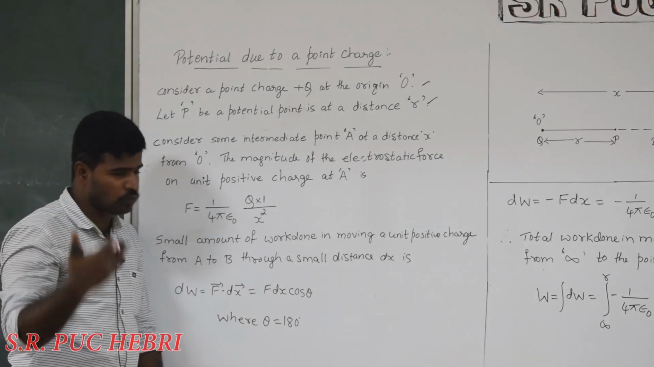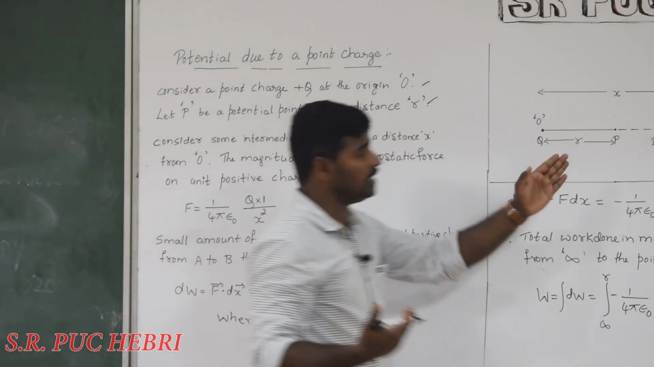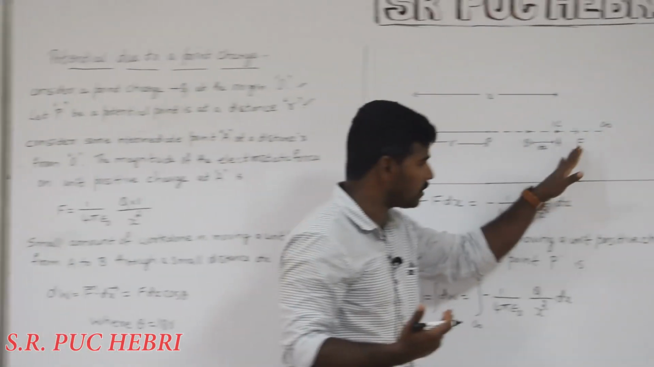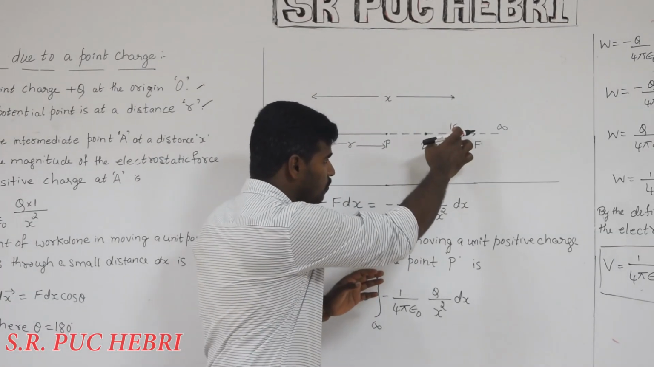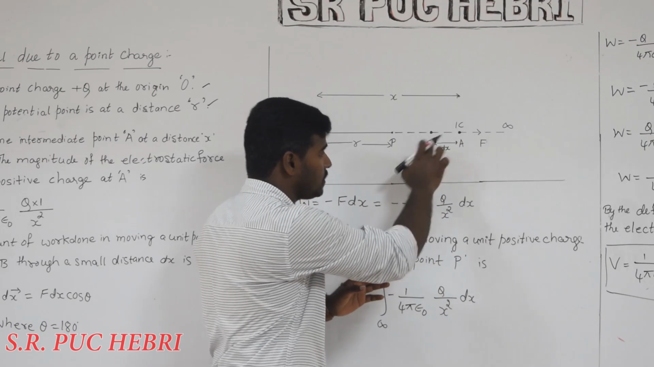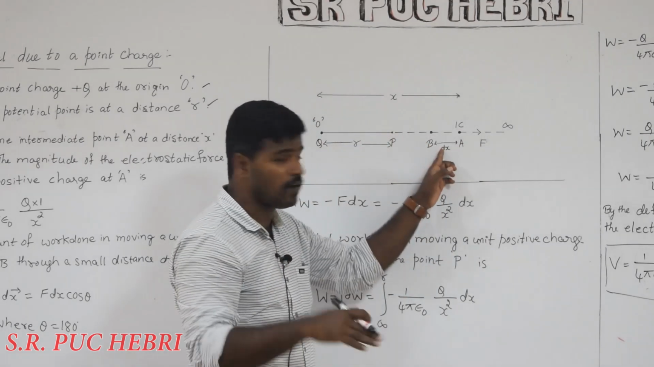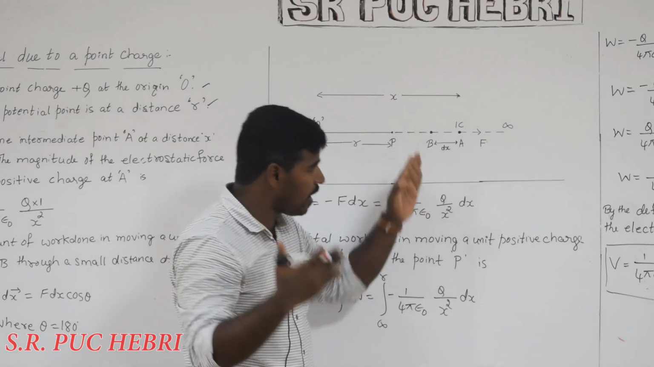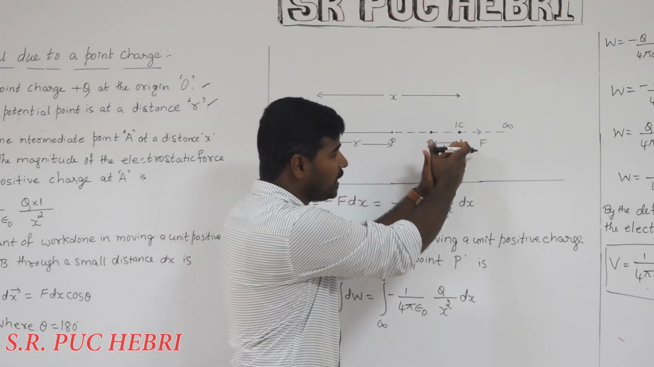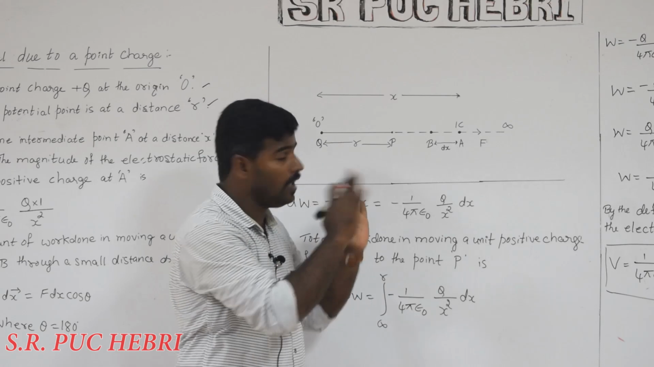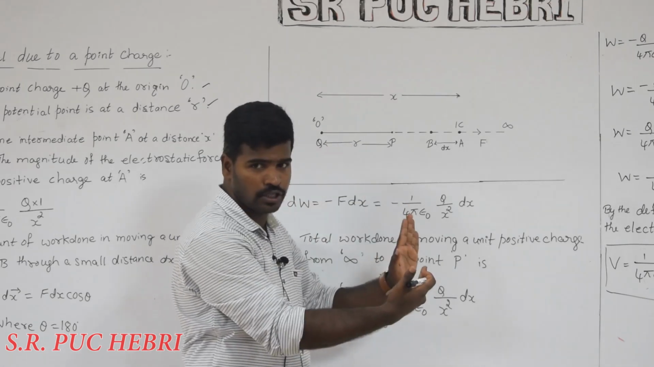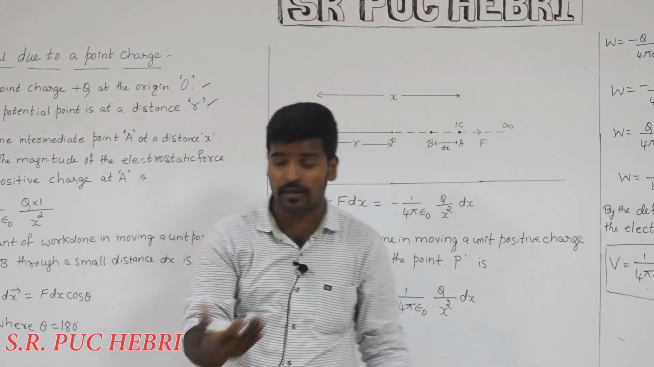Now the same 1 coulomb charge is displaced, moving against the electrostatic force. Now 1 coulomb of charge is taken from point A to B through a distance called dx. Thus it requires an external force. When you move 1 coulomb charge from point A to B, you are moving against the electrostatic force. Thus there is an external work done.